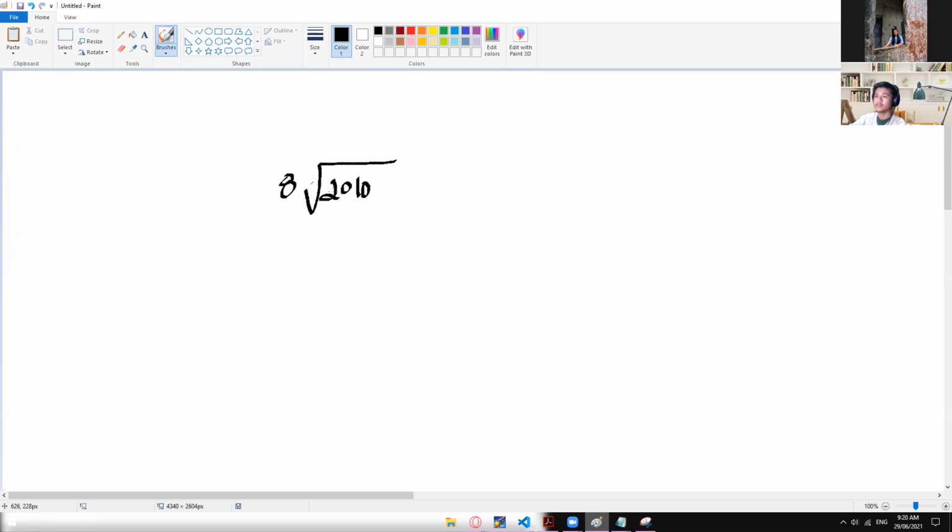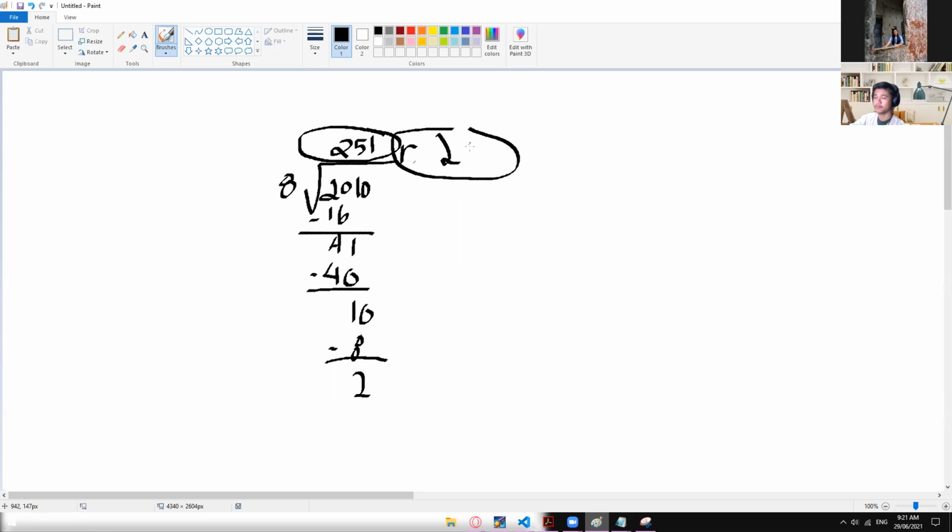2010 divided by 8. So in here we have 8 times 2 is 16. So 20 minus 16 is 4. Bring down 1. 8, 16, 80, 42, 40. It's 5. I'm doing it wrong. So it's 40. So 5 times 8 is 40. So 41 minus 40 is 1. So bring down 0. So 8 goes into 10 once. Minus 8, so 2. So whatever is the last one right here, that's now your remainder. So this is your integer quotient, and this is your remainder part.